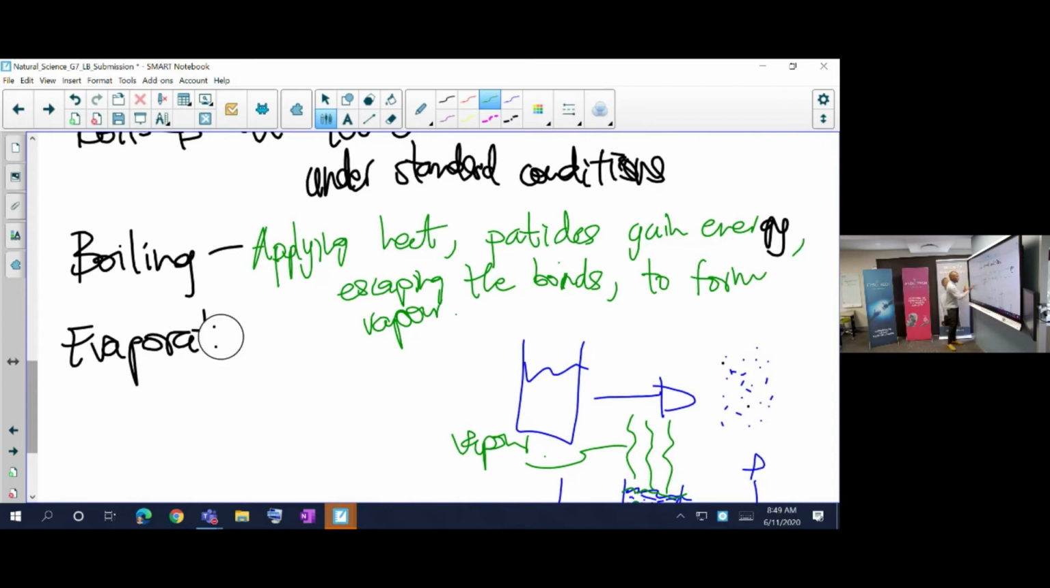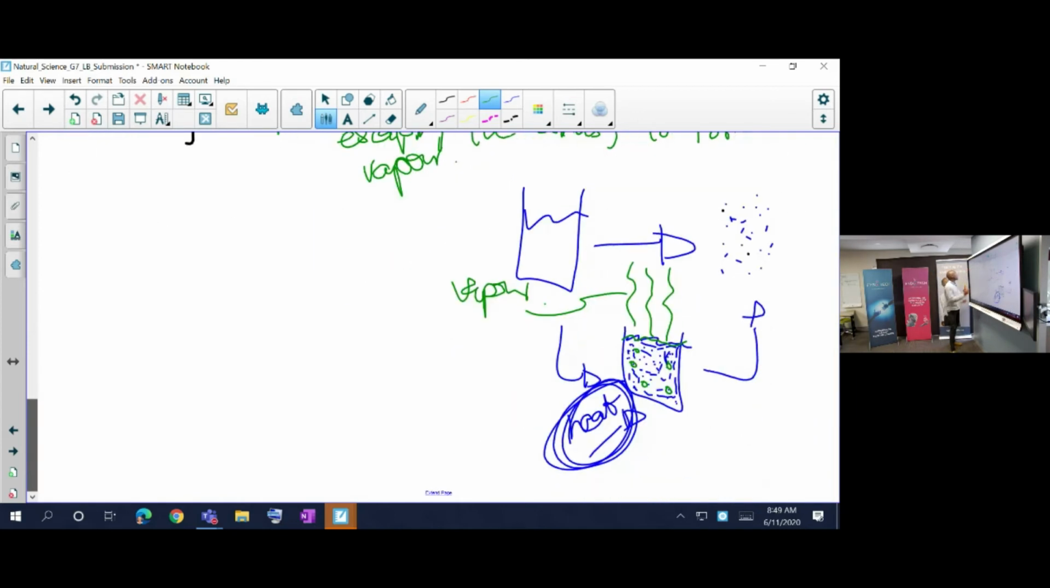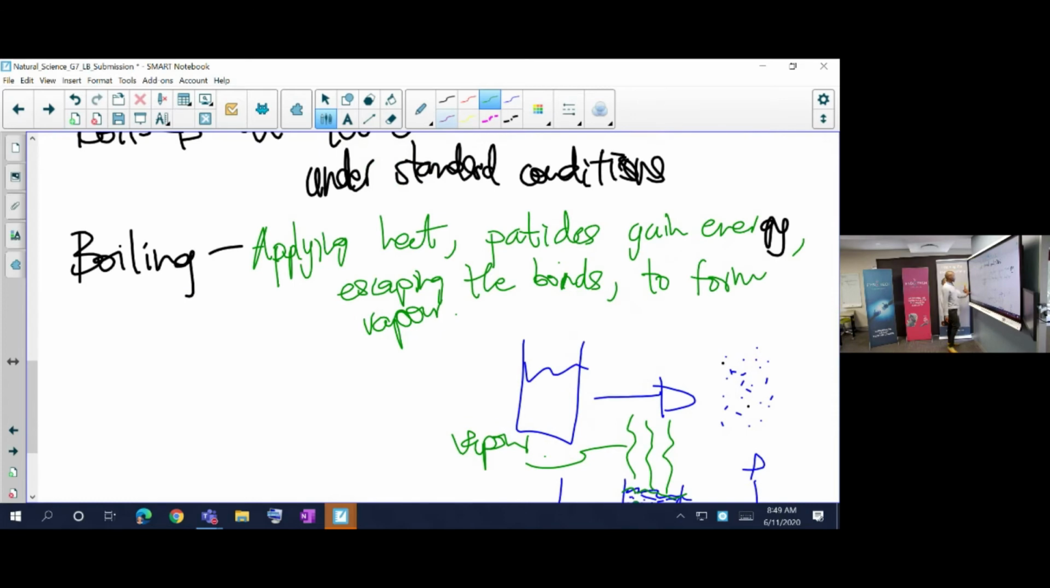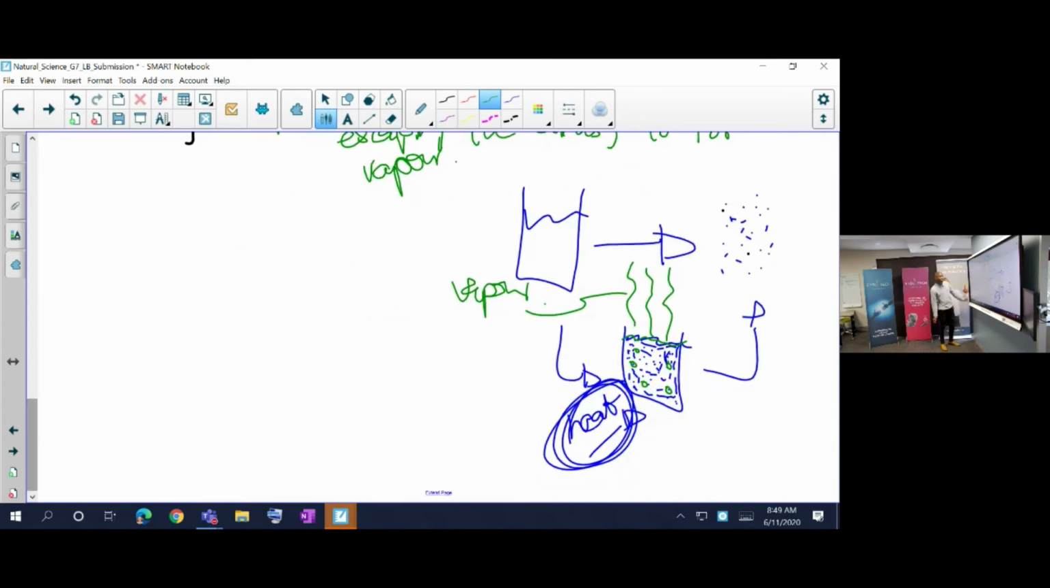So what happens with evaporation? What's the difference? Here we are now with evaporation. I'm gonna do evaporation in pink. Pink looks great on evaporation.